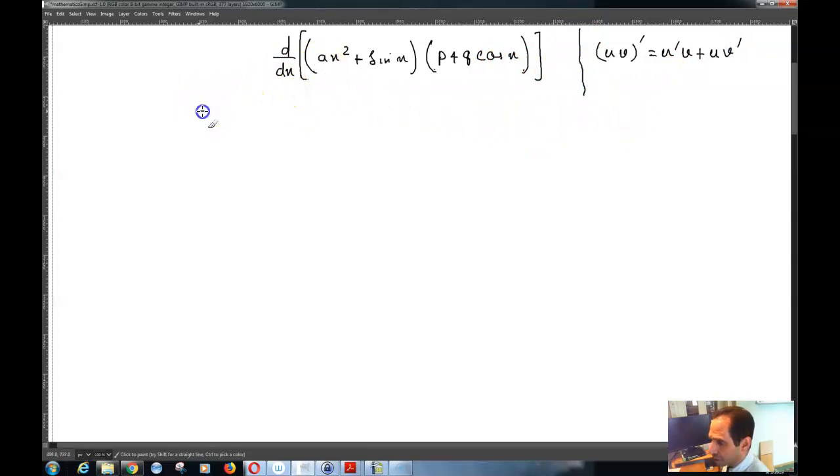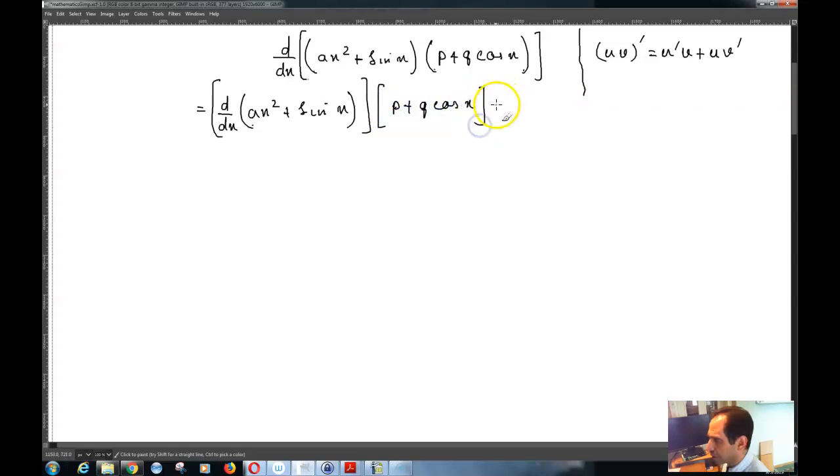So you can write this as d by dx of ax squared plus sin x times this function, which is basically p plus q times cos x, plus u, which is ax squared plus sin x, times d by dx of p plus q times cos x.